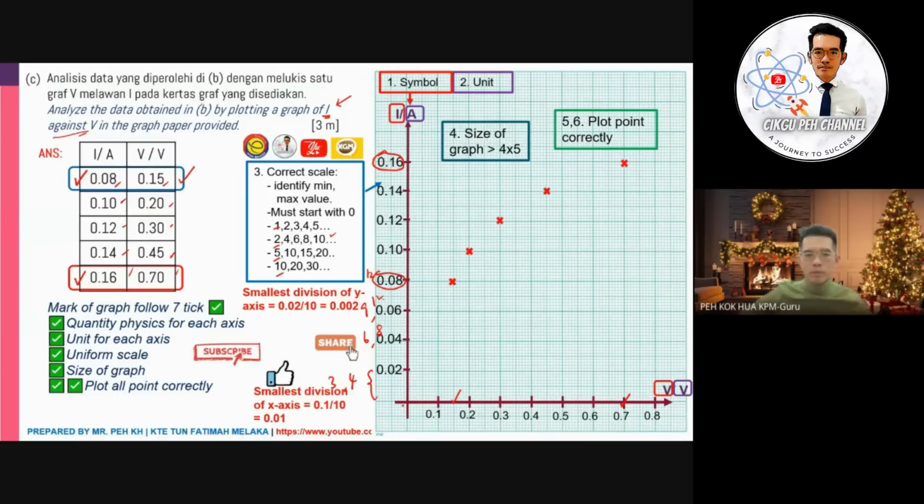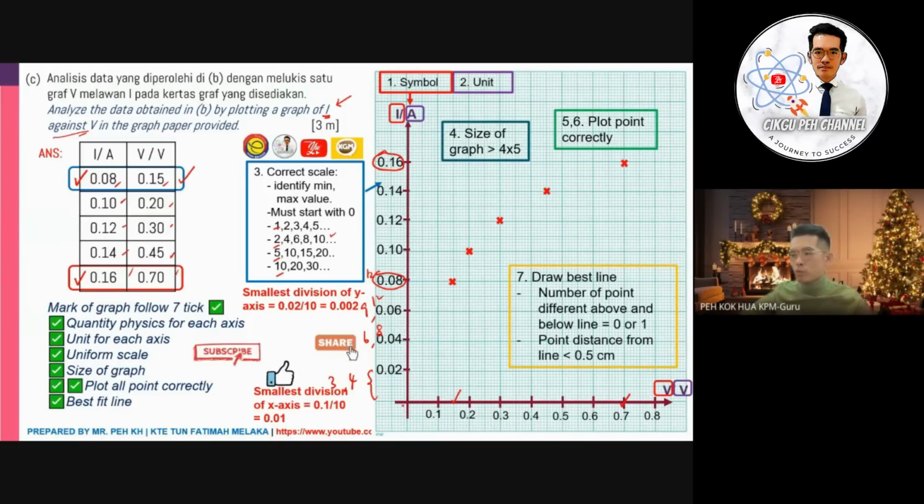The next is we need to plot the baseline. For the baseline, we have 2 criteria you need to fulfill. First, the number of points above and below the line cannot differ by more than 1. Then the distance between the line and the point cannot be more than 0.5 cm. Here is the graph where I draw freehand. Make sure your graph is a smooth line, and passing through the origin.